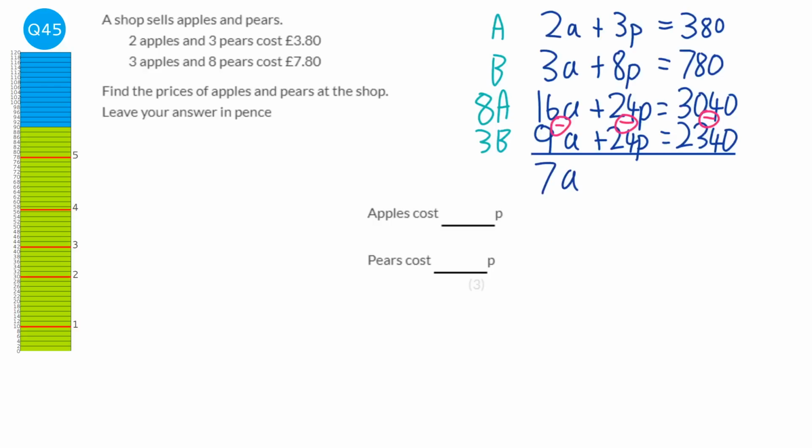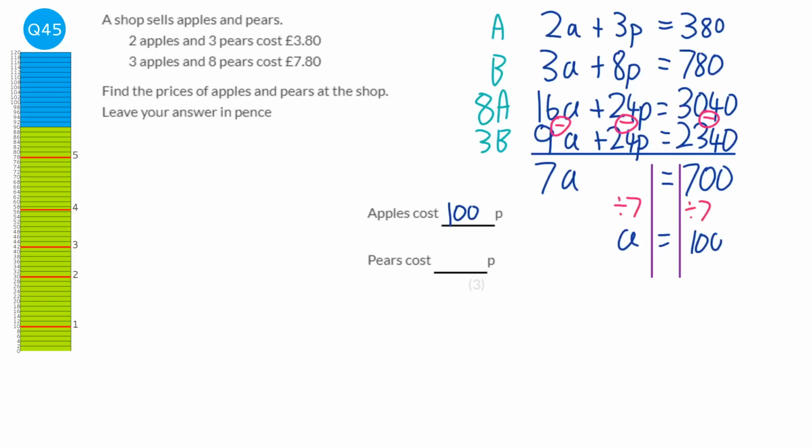24p take away 24p is nothing, which is why we did that, to eliminate them. And then 3040 take away 2340 will be 700. Then I can put my lines in, and all I need to do now is just divide both sides by 7, and I get a equals 100. So we know that apples cost 100, or £1.